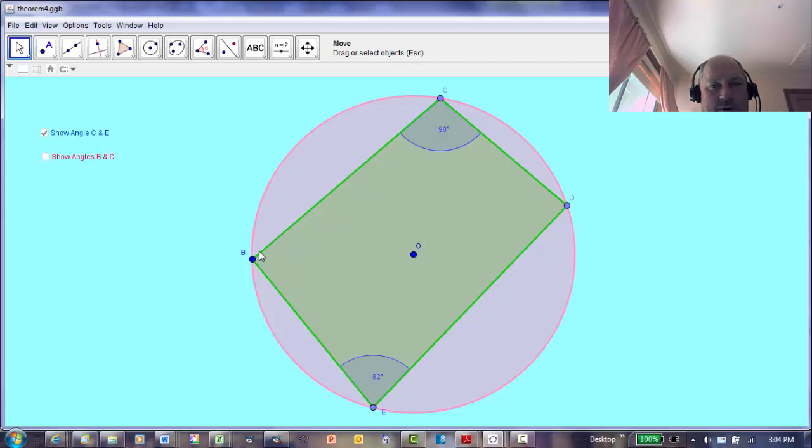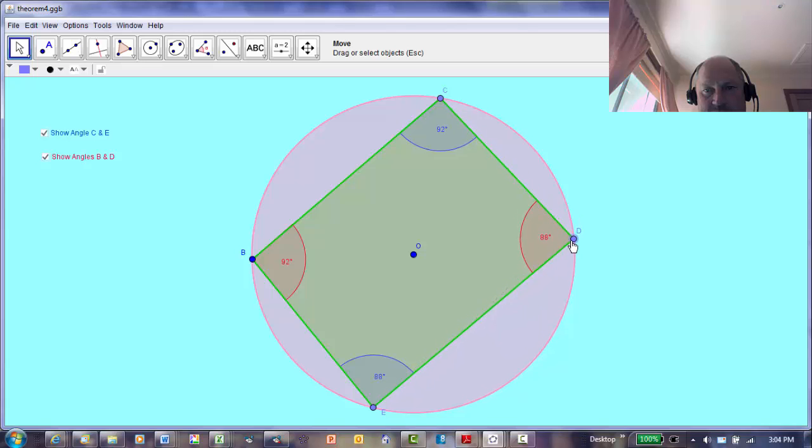If I look at the two opposite angles, B and D, they're the red angles here. In this case, we can see angle B is 92 and angle D is 88. So the opposite angles add up to 180 degrees. Let's see what happens when I move point D here.